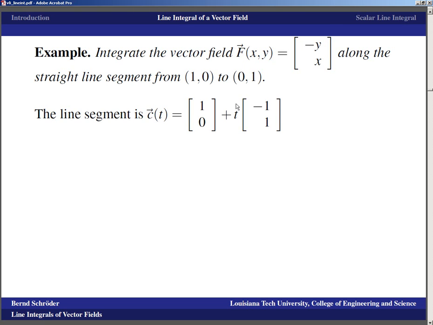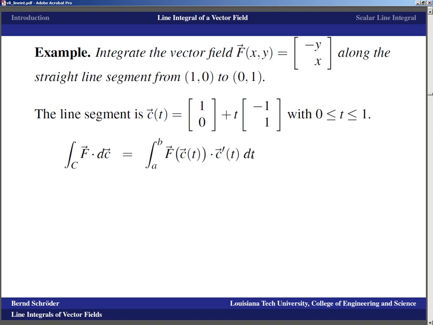Well, (0, 1) minus (1, 0) is (-1, 1), and so the line segment is (1, 0) plus t times (-1, 1), where t goes from 0 to 1 as it usually does for a line segment that we parameterize this way. Okay, that means that the integral along the curve of f dc is the integral from a to b of f of c of t dot c prime of t dt.